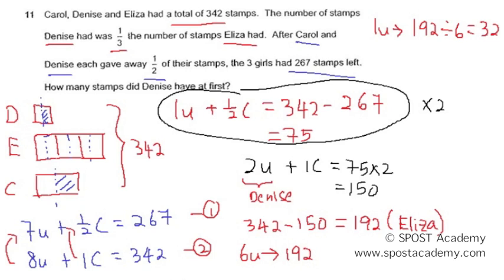Now the last part of the question is asking how many stamps did Denise have at first. So Denise has 2 units at first. So 2 times 32 will give us 64.